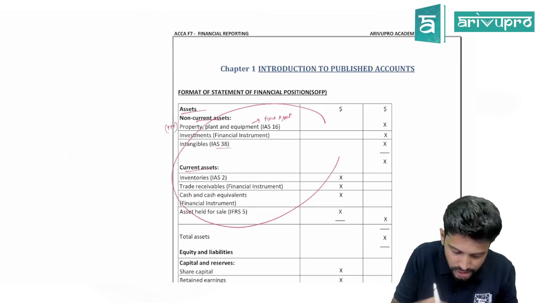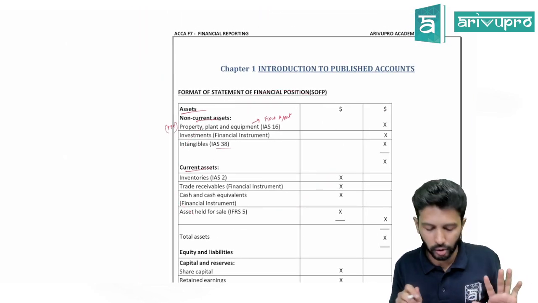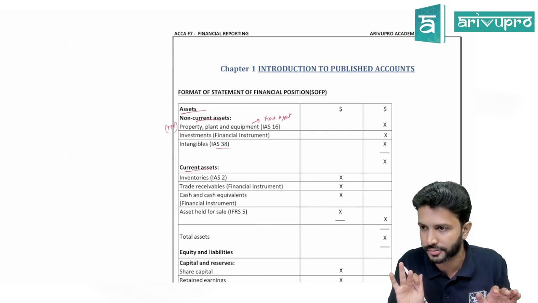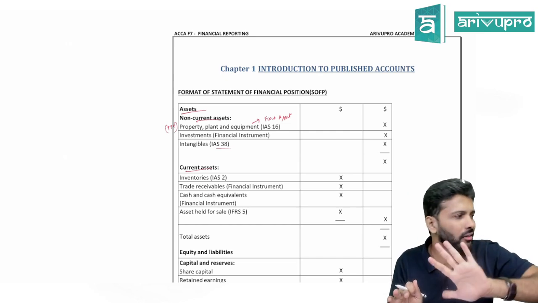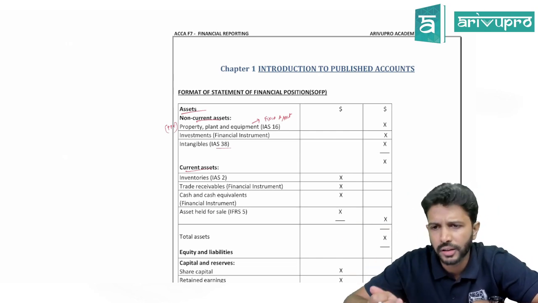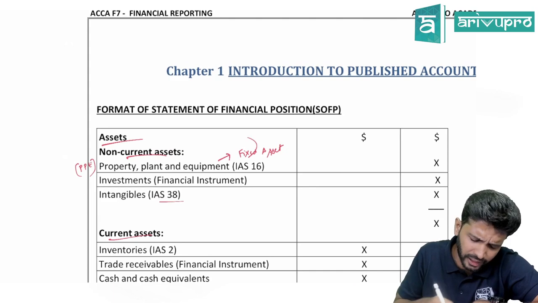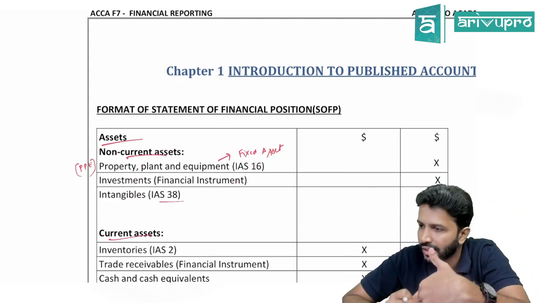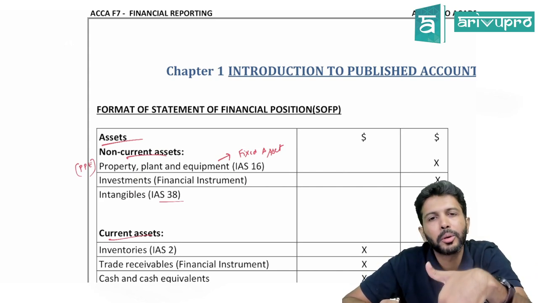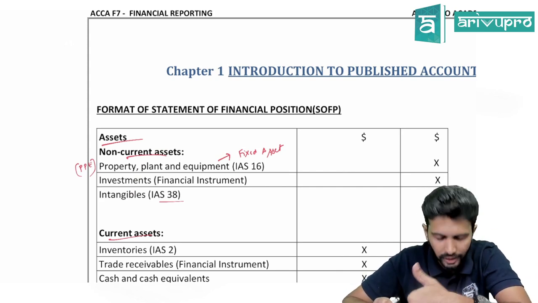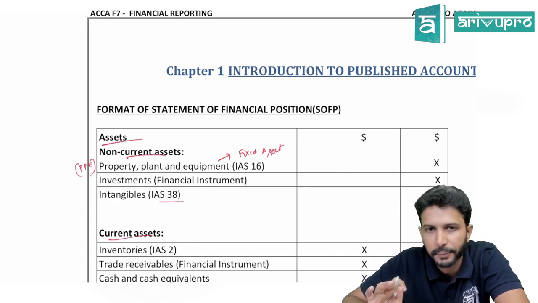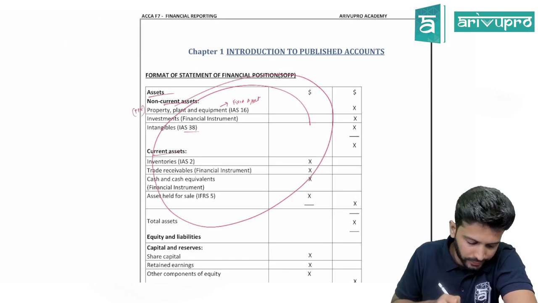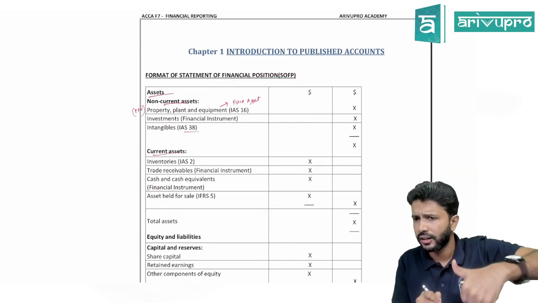This is just an example of current assets and non-current assets. The list is not exhaustive. I've just brought in four or five components for our understanding purpose. You could have 10-15 components under non-current assets also. But for our examination purpose, these are the common components that we're going to see, and that's what we're going to touch upon for the time being. Fair enough? All right. So this is your data: non-current assets and current assets.